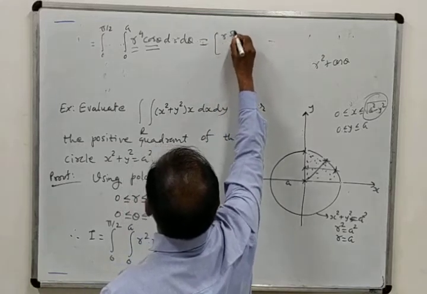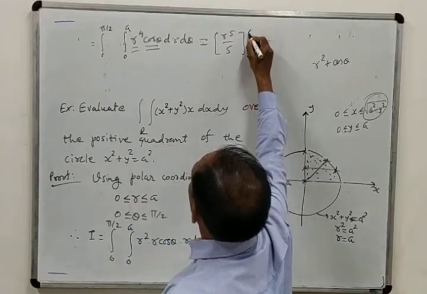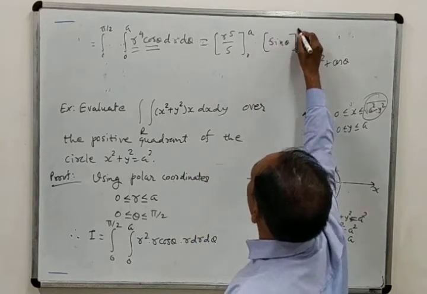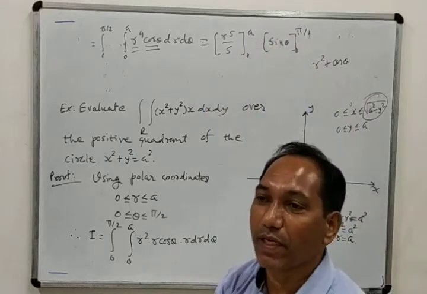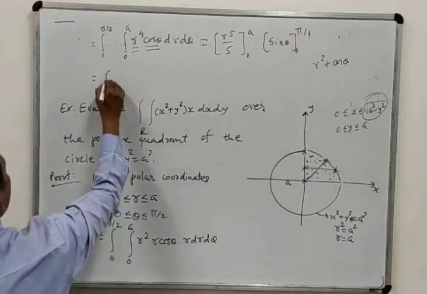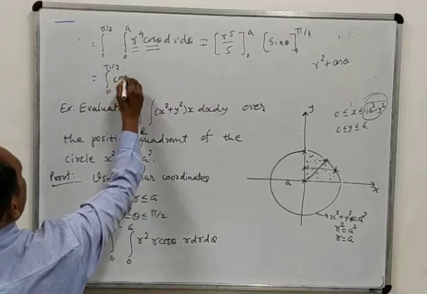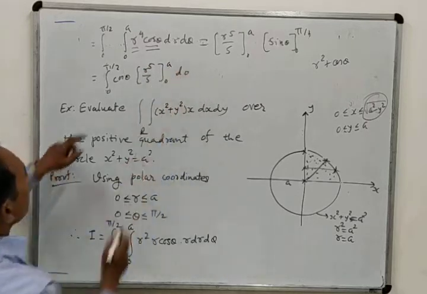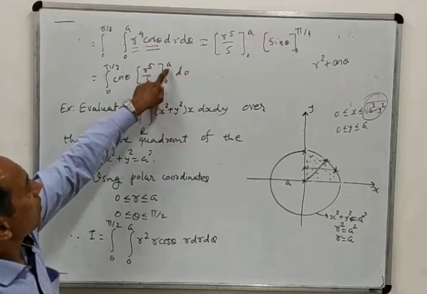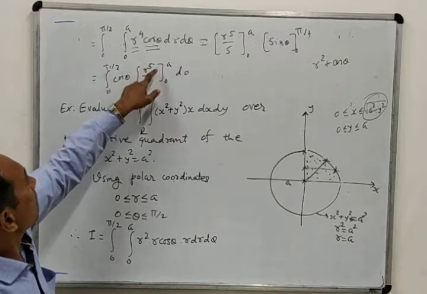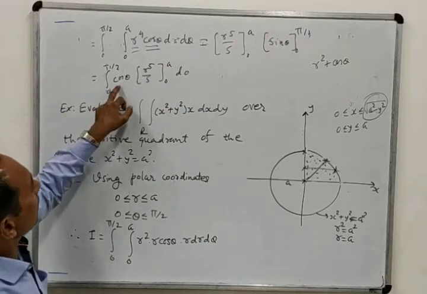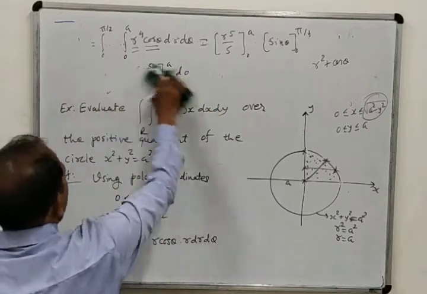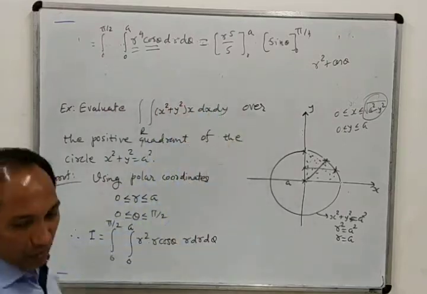That means here r raised to 5 by 5, 0 to a, and the integration of cos theta is sin theta, with the limit 0 to pi by 2. So we can do this in one step. Otherwise, if you solve it like this, cos theta is common, it has the integration of r raised to 5 by 5, 0 to a d theta. Then obviously these are constant limits, so it will become a constant, and this constant can be taken outside. Finally it will remain sin theta, cos theta only. So this is the same thing, and you can follow either way.